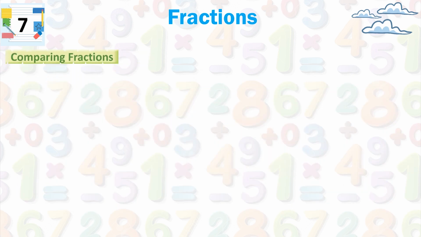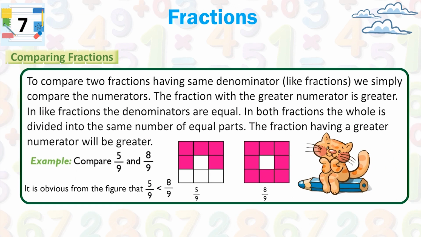Comparing fractions. To compare two fractions having same denominator, like fractions, we simply compare the numerators. The fraction with the greater numerator is greater. In like fractions, the denominators are equal. In both fractions, the whole is divided into the same number of equal parts. The fraction having a greater numerator will be greater.